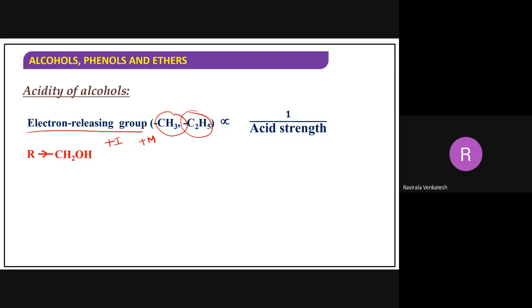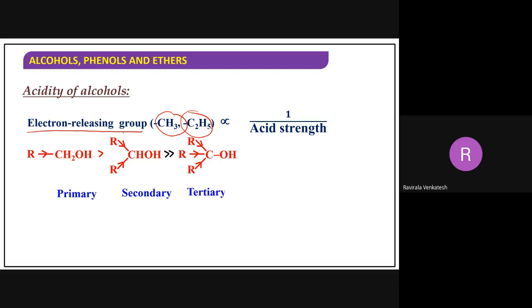Based on that, if you observe primary alcohol, secondary alcohol, tertiary alcohol, isn't it? These are the tertiary alcohols. Which is having the highest one? Primary alcohols are having more acidic character here, isn't it? This is very, very important for us. What is the reason? Because of the presence of donating groups.